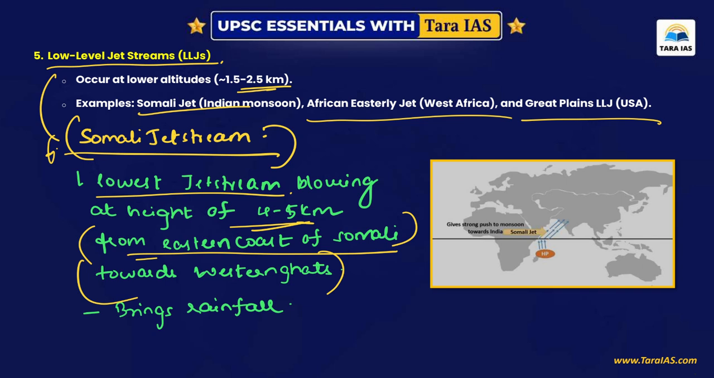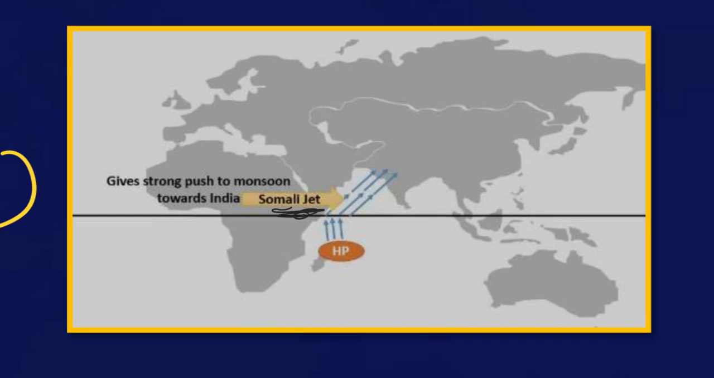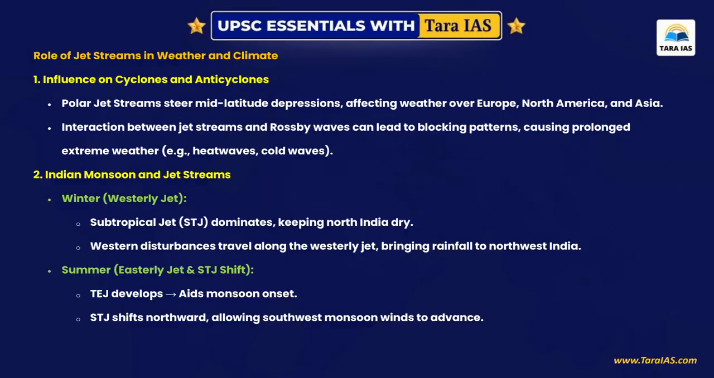Okay, so again here is the map for us. Here high pressure forms and then it moves from higher pressure to lower pressure. As a result it causes rainfall in India. Okay, so yes, this is all about types of jet streams. Next we'll be discussing the role of jet streams in weather and climate.